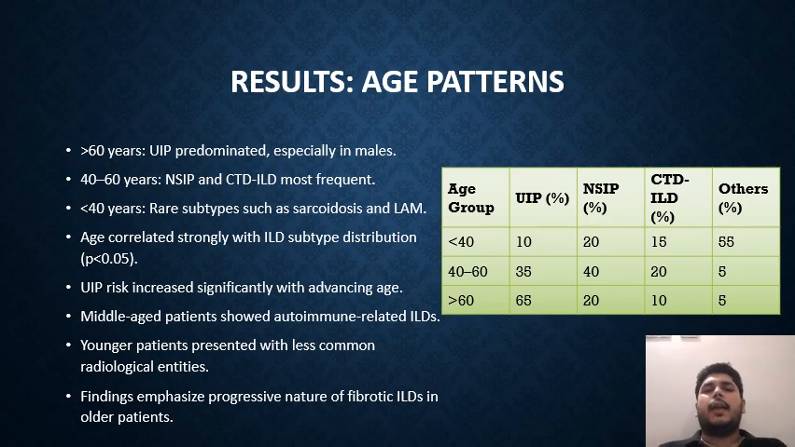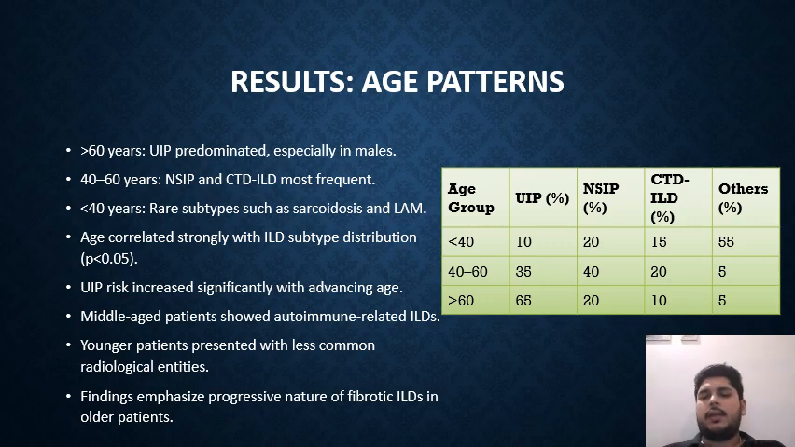We found a clear age-based trend. Over 60 years, UIP was the predominant pattern, especially in males. At 40 to 60 years, NSIP and CTD-ILD were most common. Under 40 years, rare subtypes like sarcoidosis and LAM appeared. Age strongly correlates with ILD subtype distribution. UIP risk increased with advancing age, while autoimmune-related ILDs were more common in middle age. This highlights the progressive nature of fibrotic ILD in older males.